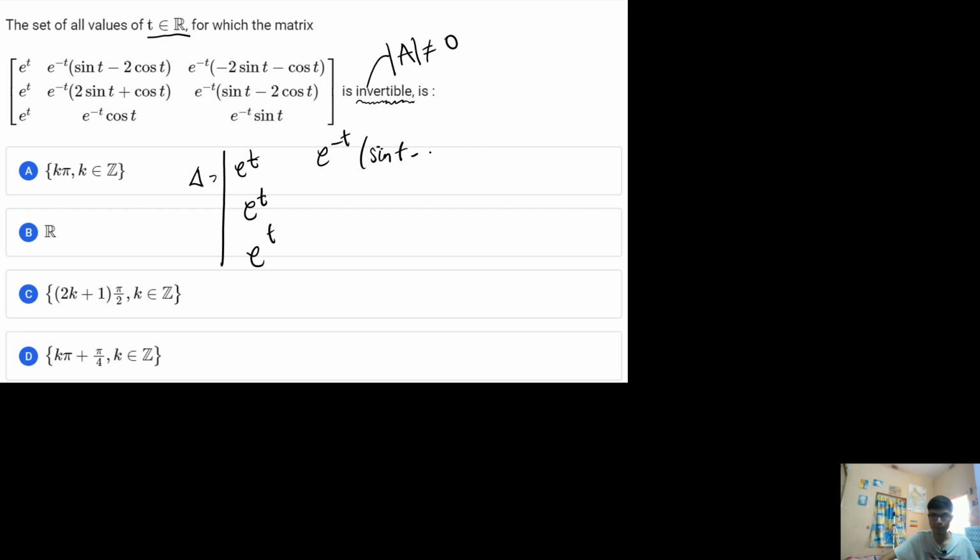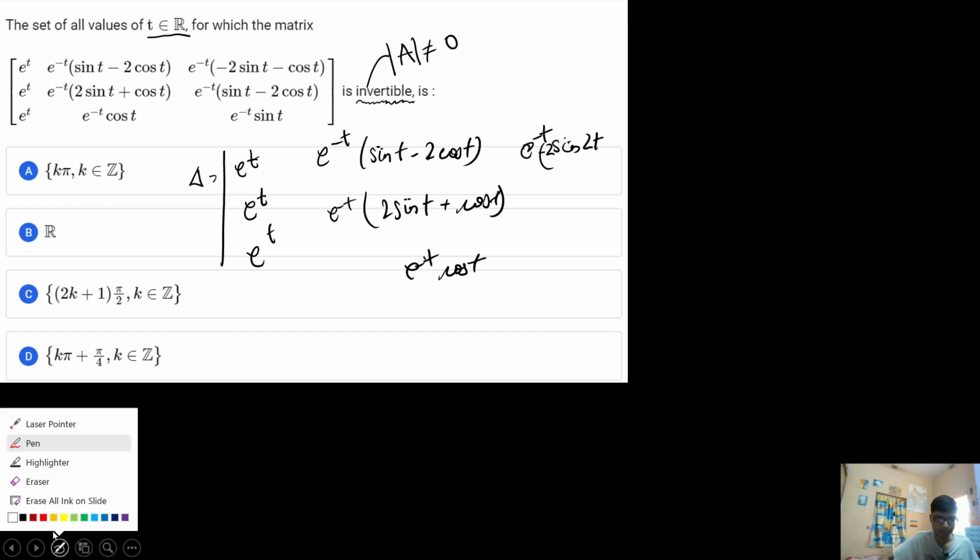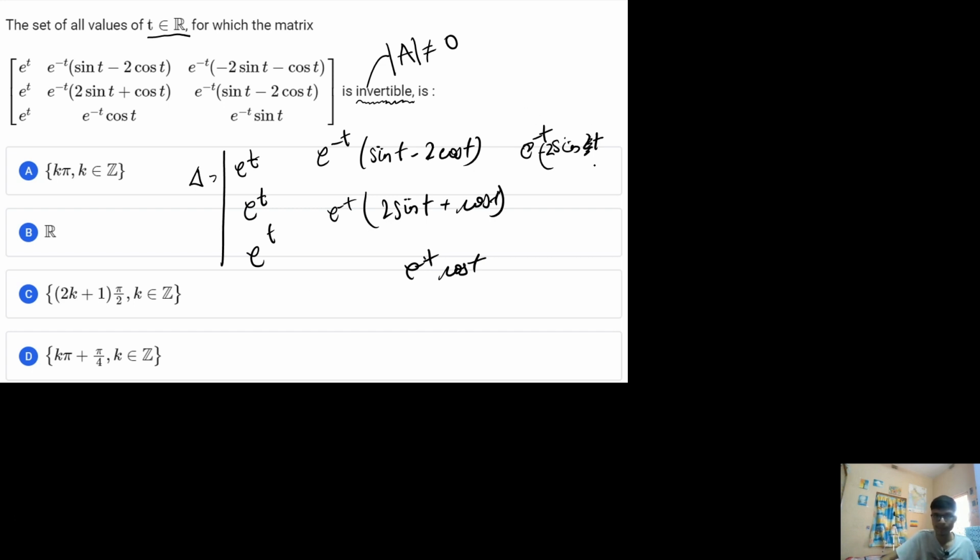So if I see this, from here cos t, and this is e to the power minus t cos t, and similarly these elements are given as e to the power minus t minus 2 times sin t. This will be sin t. Okay, this will be sin t minus cos t. Okay, similarly the elements are given as e to the power minus t into sin t minus 2 cos t, and similarly this element is given as e to the power minus t sin t.